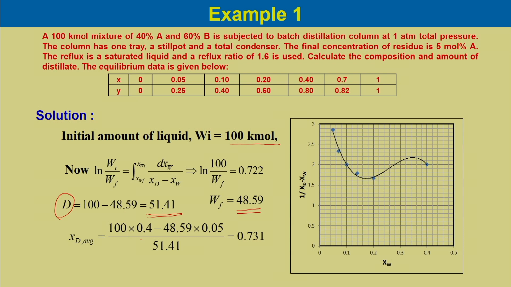Then the average composition we can calculate: xd average would be equal to 100 into 0.4, 40% in the feed initially, minus 48.59, the final residue moles, into 0.05 mole fraction, divided by the distillate, that is 51.41. So, it is 0.731. So, xd average is 0.731. This is how we can calculate the composition and the amount of distillate.